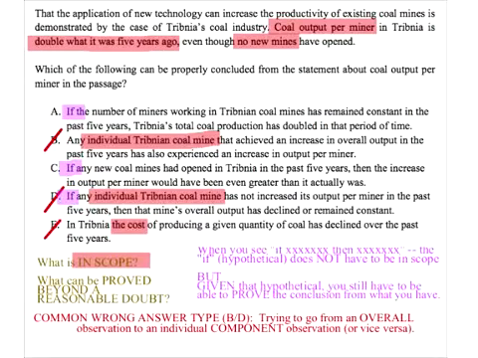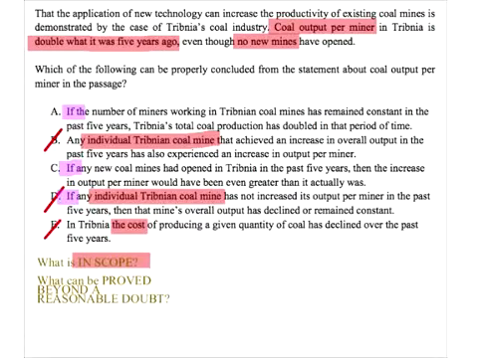Okay. Remember that you have to prove things beyond a reasonable doubt. There are two things that are very wrong with choice C here. The first is that we're trying to predict what would have happened with new mines.